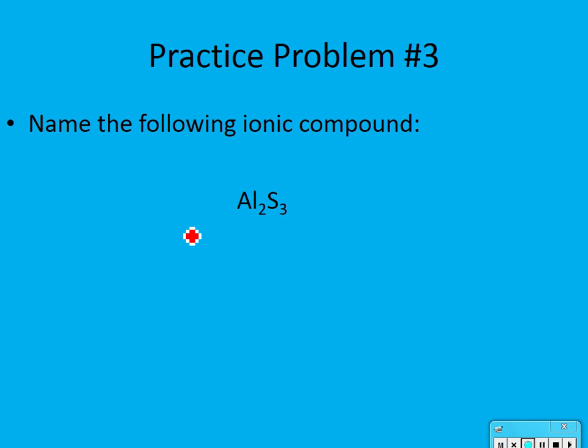Practice problem number 3. Nate, Al, what is that? Aluminum. And then S is what? Good. Yeah, it's sulfur, but you're changing the name to sulfide. Good. Always got to add that -ide. Okay, so that compound there is called aluminum sulfide. Very good.